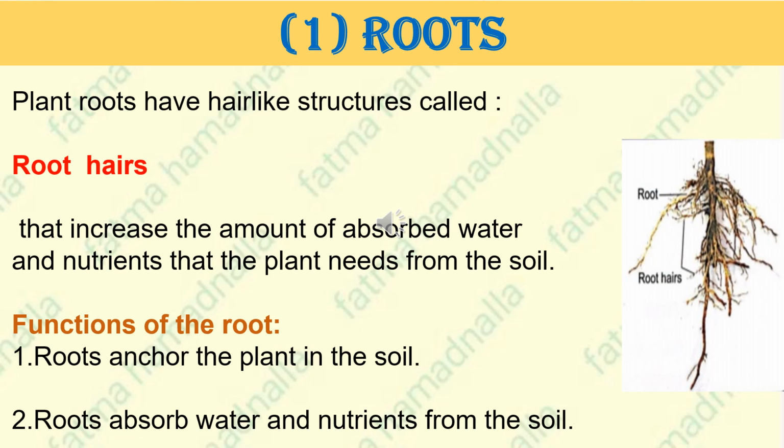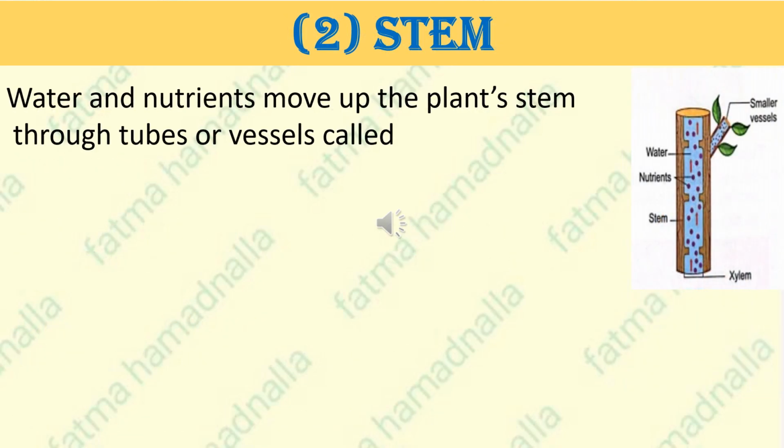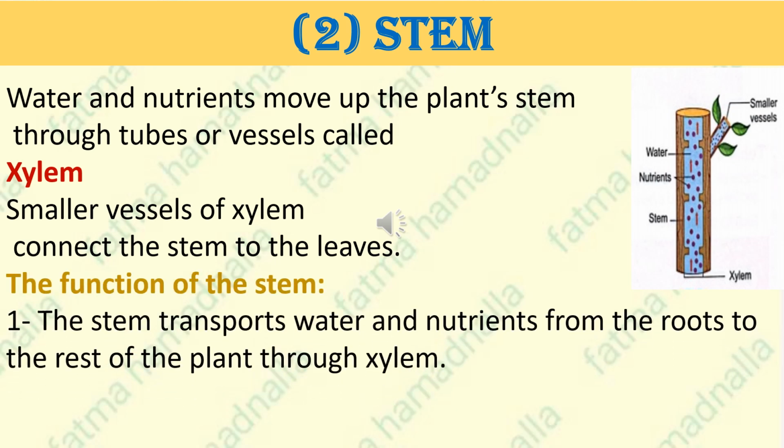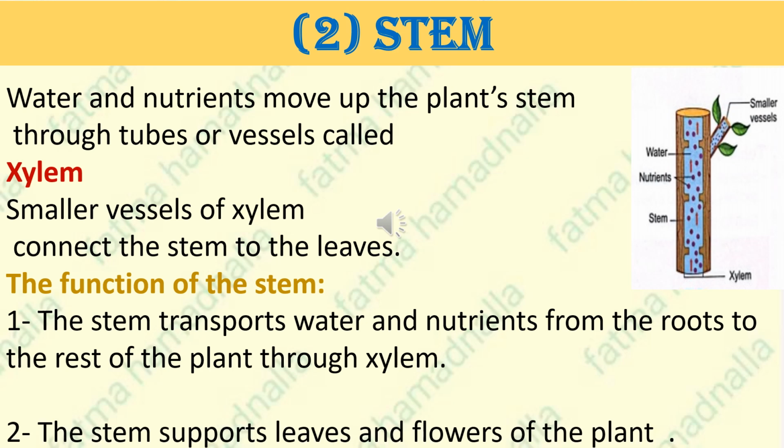Okay, let's talk about the second structure, which is the stem. Water and nutrients move up the plant's stem through tubes or vessels called xylem. Smaller vessels of xylem connect the stem to the leaves, okay? The function of the stem. 1. The stem transports water and nutrients from the roots to the rest of the plant through xylem. 2. The stem supports leaves and flowers of the plant.